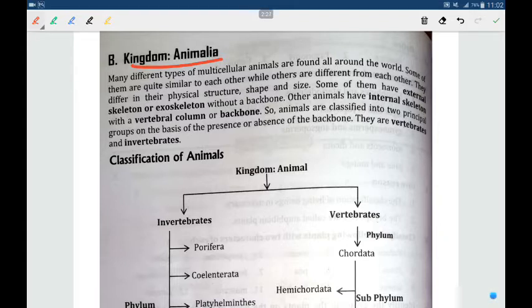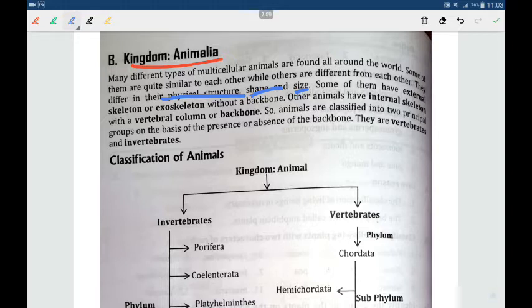Okay, so they may be microscopic, or not microscopic but quite small, maybe massive, very big. So they differ in their physical shape and size. So there are many groups in organisms with different structure, shape and size.